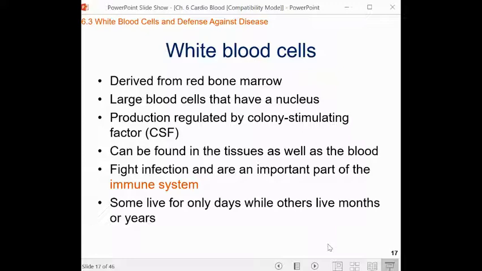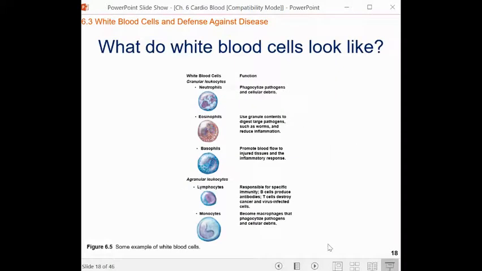These are large blood cells. They do have a nucleus. Their production is regulated by colony stimulating factor, or CSF. They can be found in the tissues as well as the blood, and their key goal is to fight infection, and they're a really important part of your immune system. Some only live for a few days, while others can live for months or even years.